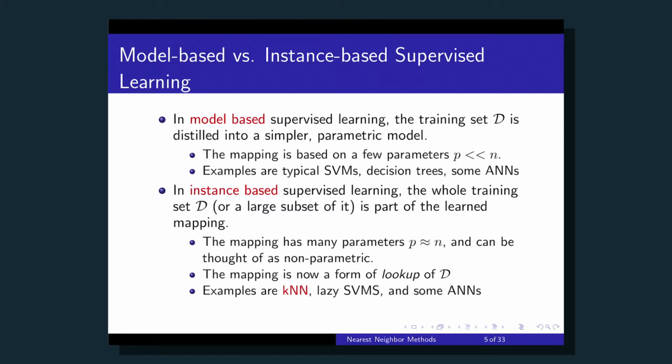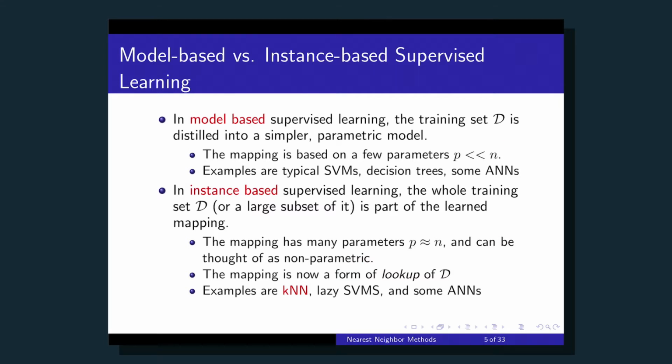In that case, you don't really distill your data set into a simpler model. You'd keep the whole data set as part of the model. So the whole training set, D, or at least a large subset of it, is part of the learned mapping. So you might potentially have as many parameters in your model as the number of instances in your training set, and therefore you can think of these as non-parametric. So this is kind of the model-based versus instance-based.